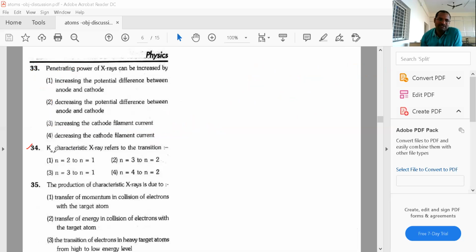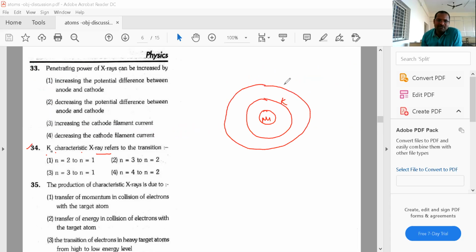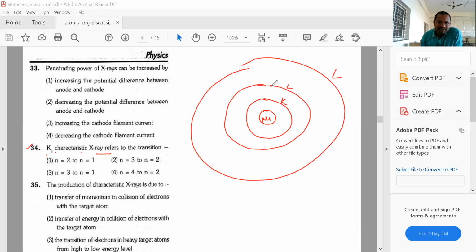Question number 34. K alpha characteristic X-ray refers to the transition. K alpha is nothing but, see here, the nucleus will be there. Around this nucleus, the K shell will be there, and here the L shell, and then the M shell, like this. K alpha means the electron is transiting from n equal to 2 to n equal to 1. This is K alpha. If the electron transition is from n equal to 3, M shell, to n equal to 1, then it will be called K beta.